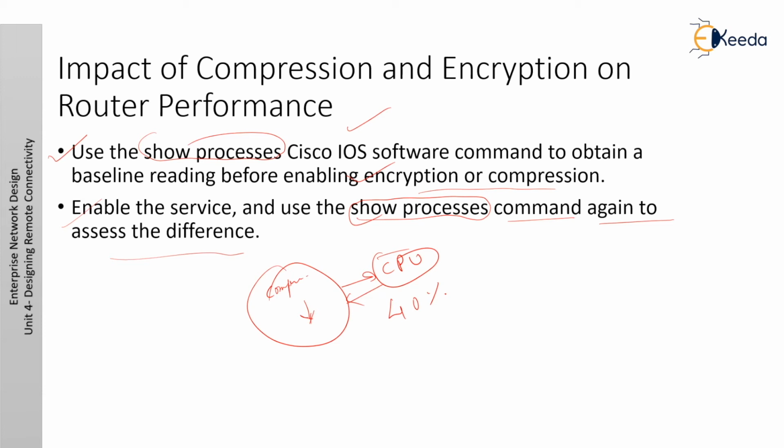Also, do not enable compression on your router if the files being sent across the network are already compressed, such as a zip file. If the file is already coming in zip format, then why do we need to zip the file again? So this is not recommended in Cisco.